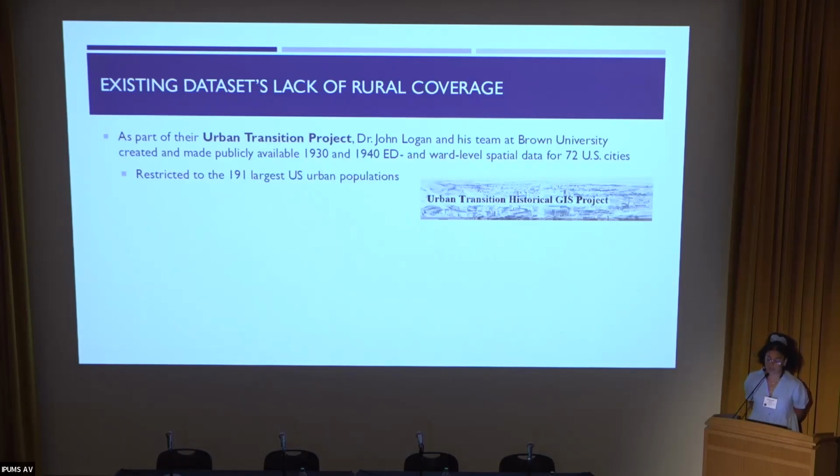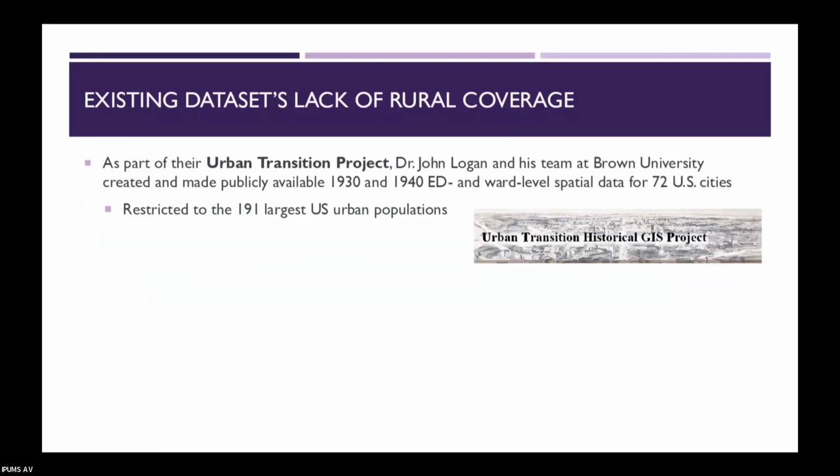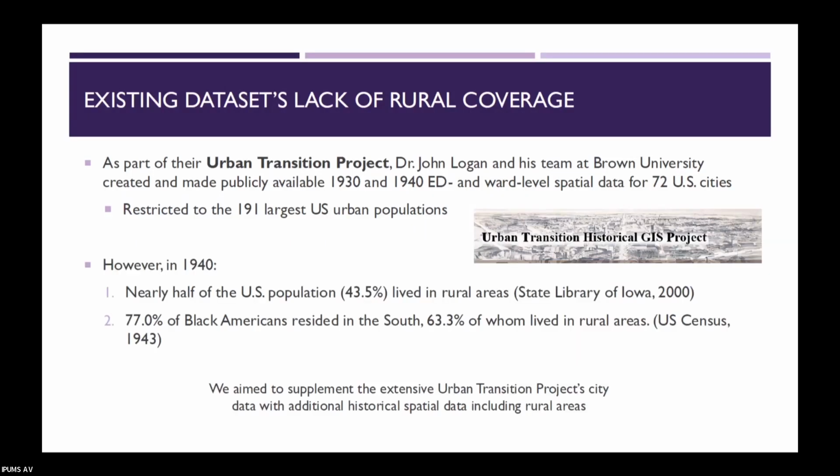Dr. John Logan and his team at Brown University have created their Urban Transition Project, which has digitized over 70 cities across the US in 1930 and 40 on the enumeration district and ward level. But as their project focuses on the urban transition, there is a lack of rural data, which is important when you consider that in 1940, nearly half of the US population still lived in rural areas.